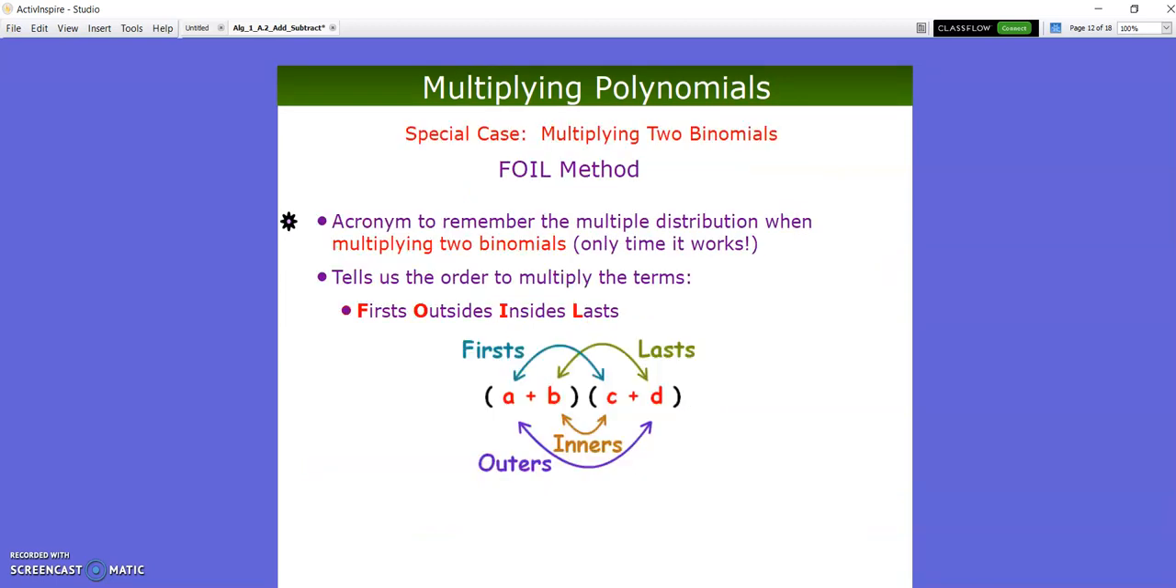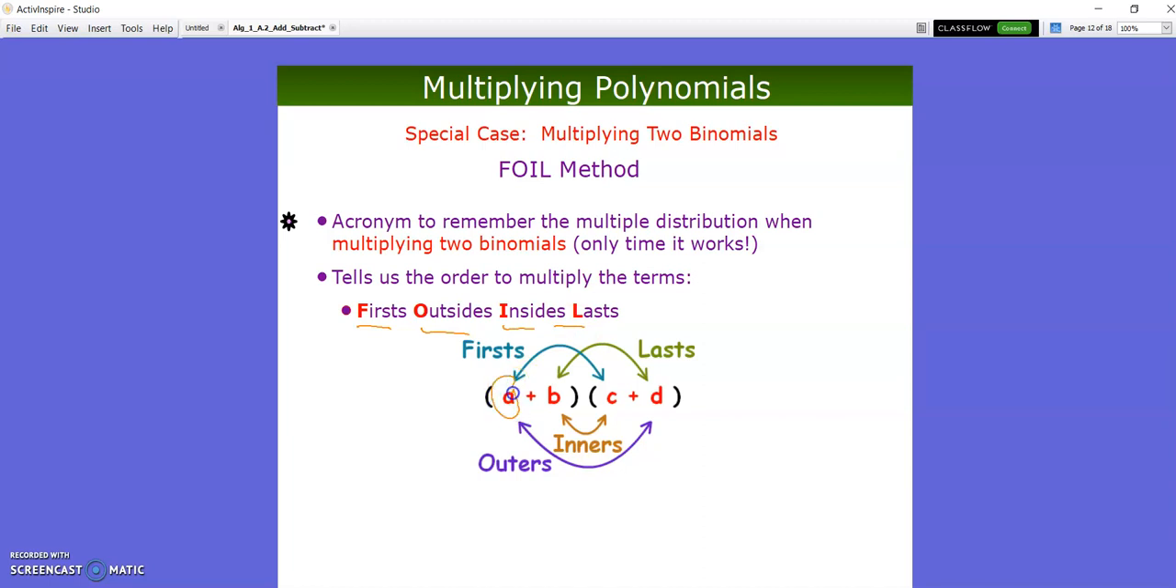As I mentioned, FOIL, it's just a way to help you remember how to do double distribution. Whether you remember FOIL or not, it's not a concern of mine, but FOIL means first, outside, inside, last, and it just reminds you how to do double distribution.